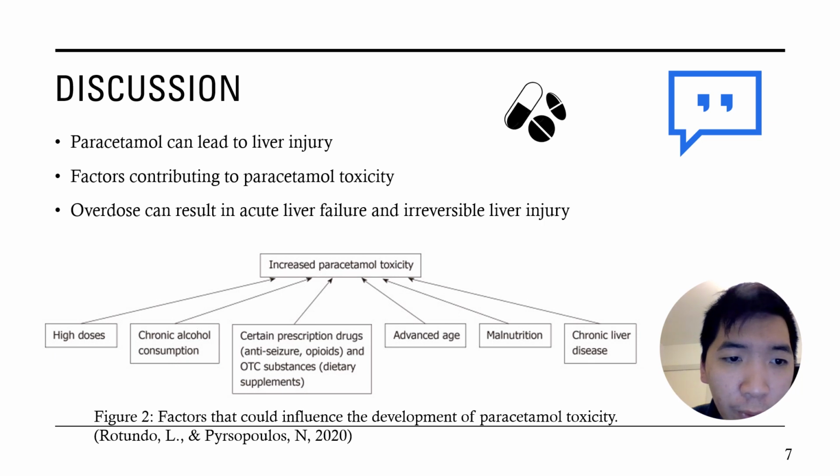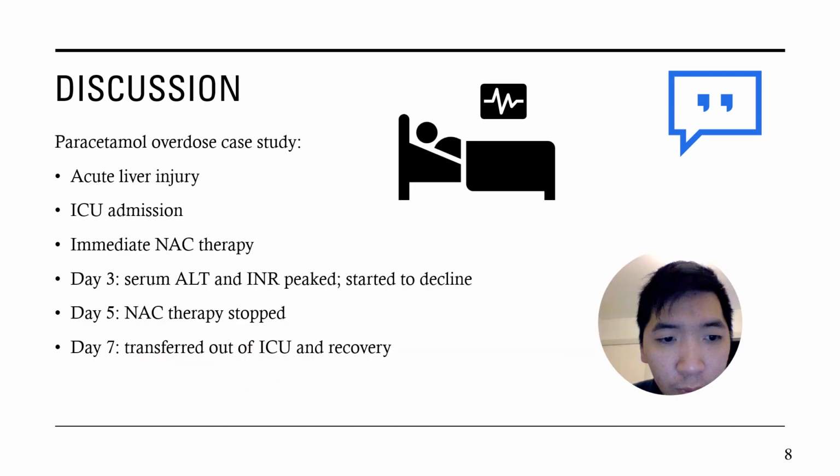So here is what we know. Paracetamol can lead to liver injuries, and there are multiple factors that can contribute to increased paracetamol toxicity as shown in Figure 2 below. Paracetamol overdose can lead to acute liver failure and irreversible liver injury that requires liver transplantation.